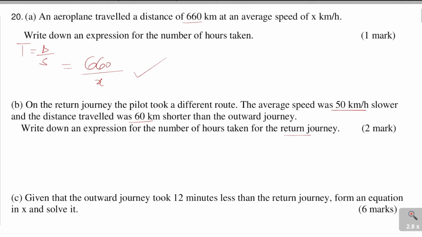For the outward journey, the distance was 660 kilometers. So we subtract 60, because it was 60 kilometers shorter. So that will be the distance. Then we divide this by the speed. The speed again was 50 kilometers per hour slower than the outward journey. For the outward journey, it was x kilometers per hour, so we subtract 50 kilometers per hour.